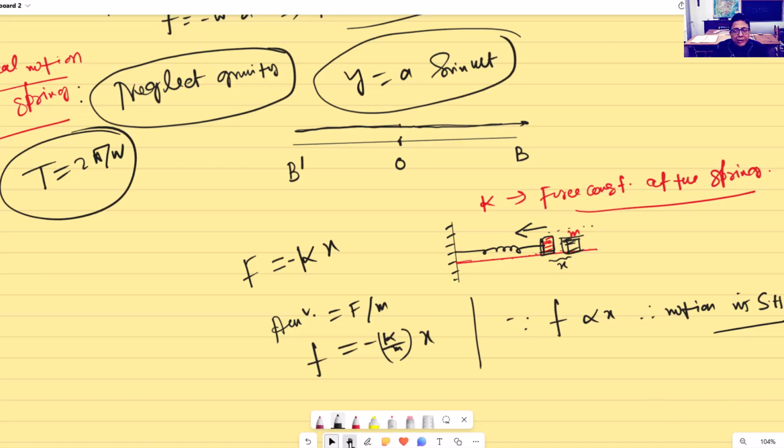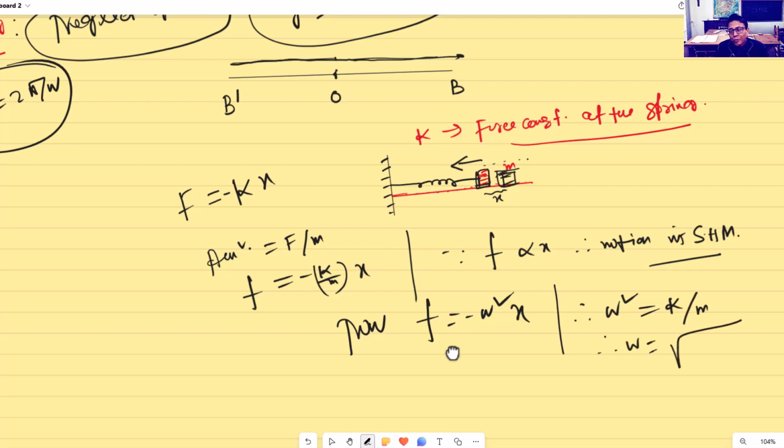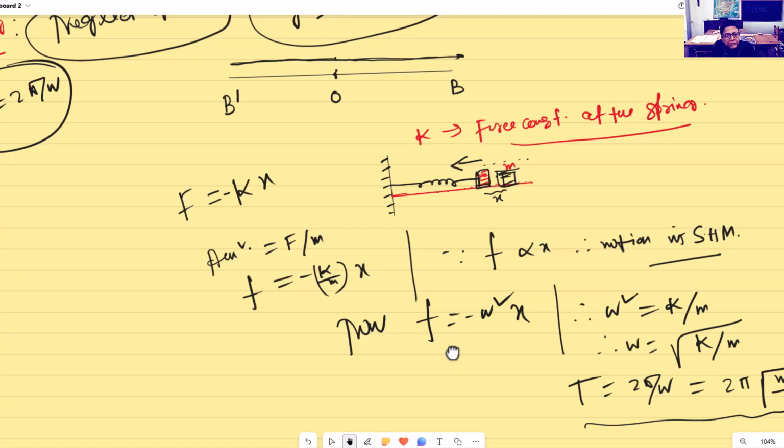Okay, how do you calculate the time period of this oscillation? Now, the acceleration is minus omega square x. So omega square is k by m. Omega equals root k by m. The time period is two pi root over m by k. This is the time period of the particle in SHM. Okay? The time period is a well defined term. We have got everything in terms of time period.